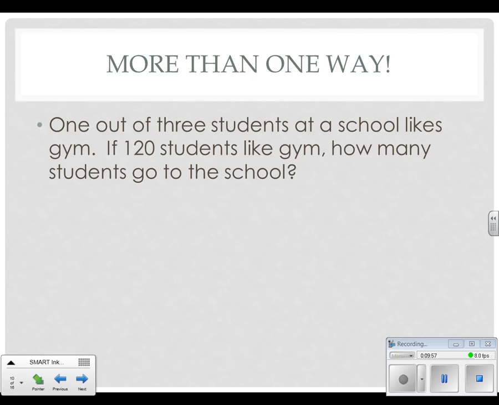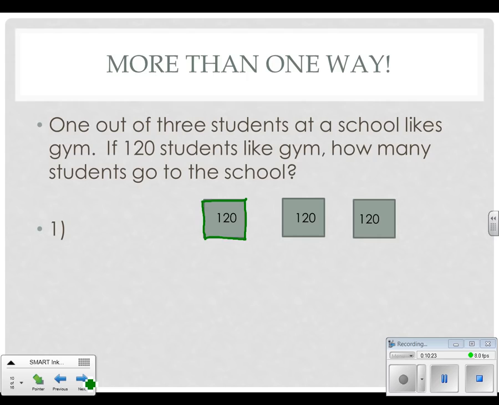If 120 students like Jim, how many students go to the school? Well, I have a picture here. And in my picture, I made 3 squares. And now it says in the problem that 1 out of 3 students at a school likes Jim. So if I have 3 squares, one of the squares is going to represent 120.